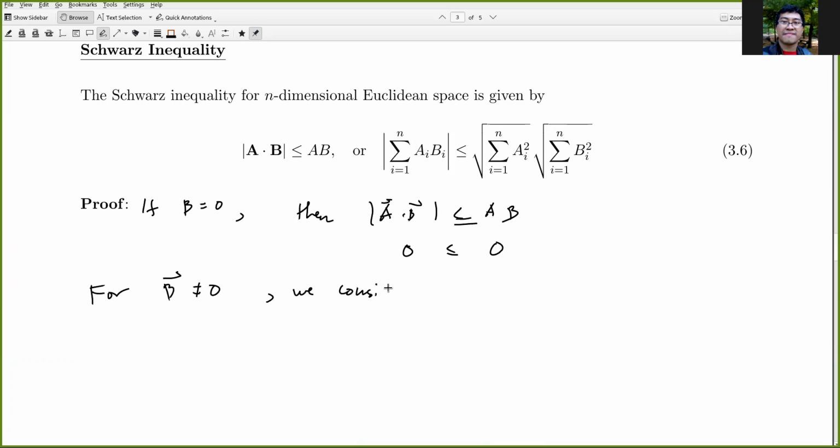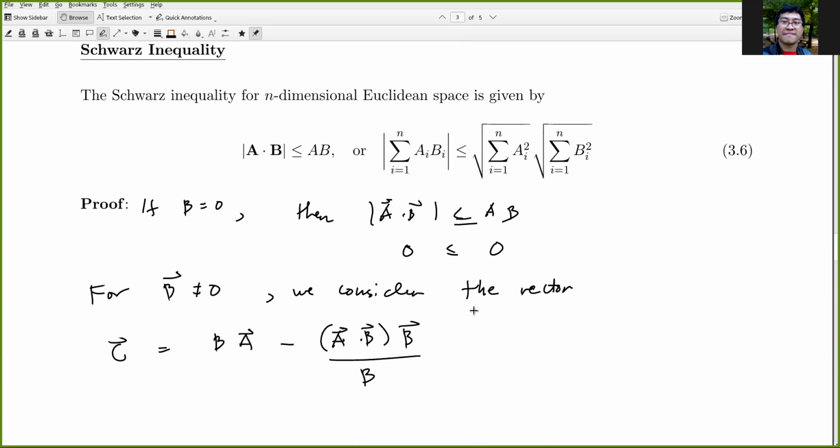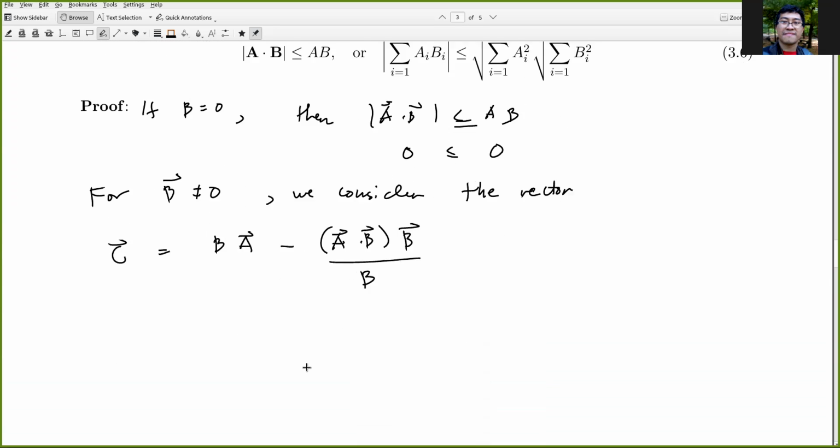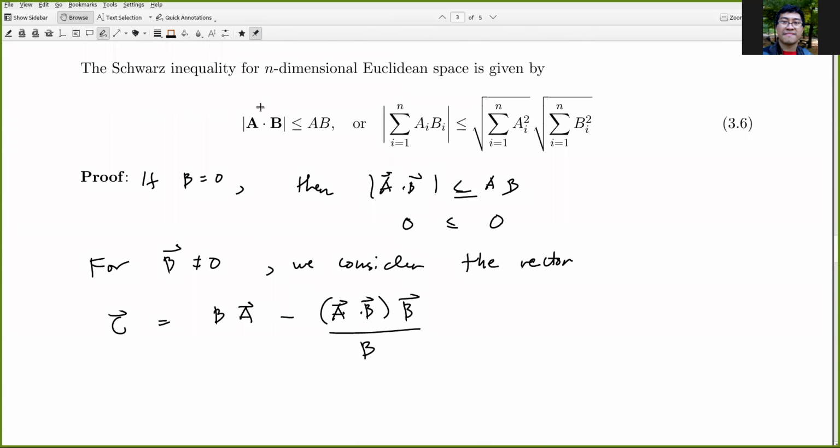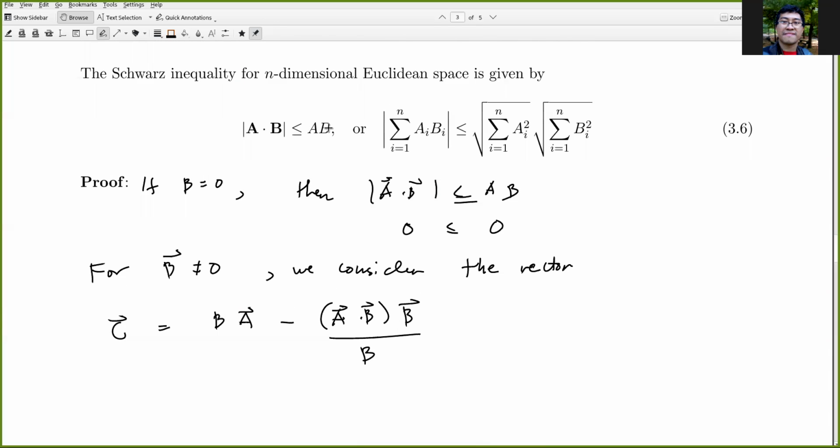So we consider the vector C given by the magnitude of B times vector A minus (A dot B) times B divided by the magnitude of B. This is just some vector of this form, where B and A are the B and A that we want to write in this expression.